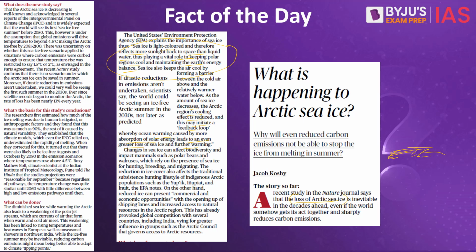There is very limited advantage, but the massive devastation it causes to the entire global community will be far more, says this article. The diminished sea ice, while warming the Arctic, also leads to a weakening of the polar jet streams, which are currents of air that form the cold and the warm current. This weakening has been linked to rising temperature. When there is rising temperature, it will cause heat waves in Europe as well as unseasonal showers in northwest India. While an ice-free summer may be inevitable, reducing carbon emissions might mean being better able to adapt to climate tipping points, says this article.